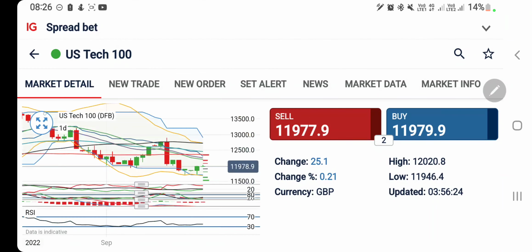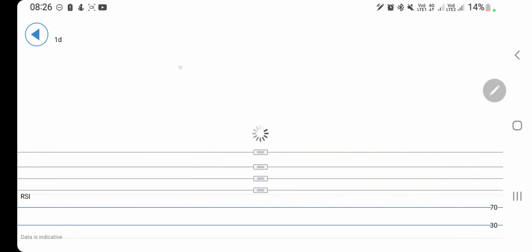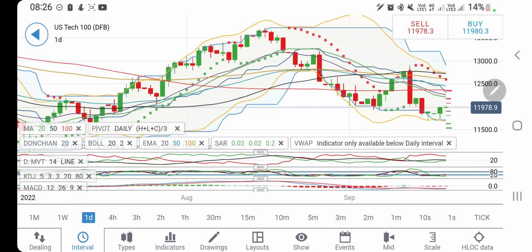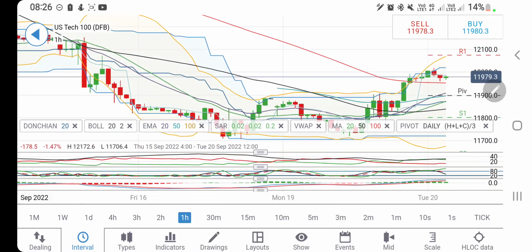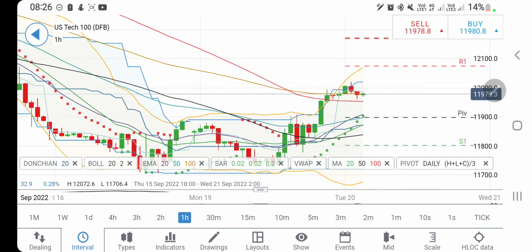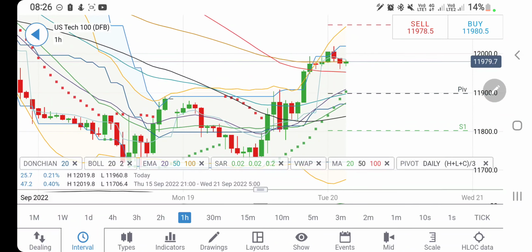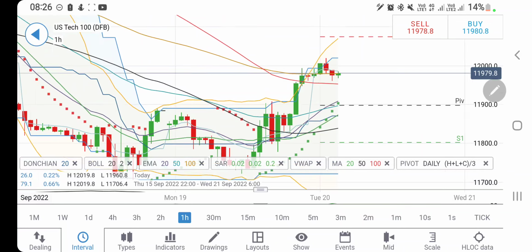Let's start the day. First, we'll look into US100, followed by US30. Now, let's have a look at the hourly charts. On the hourly charts, you can see this was the breakout here. After that, a bullish candle is seen. So from 11,850 levels, we have seen this rally starting, and since then it has achieved 12,020 levels.